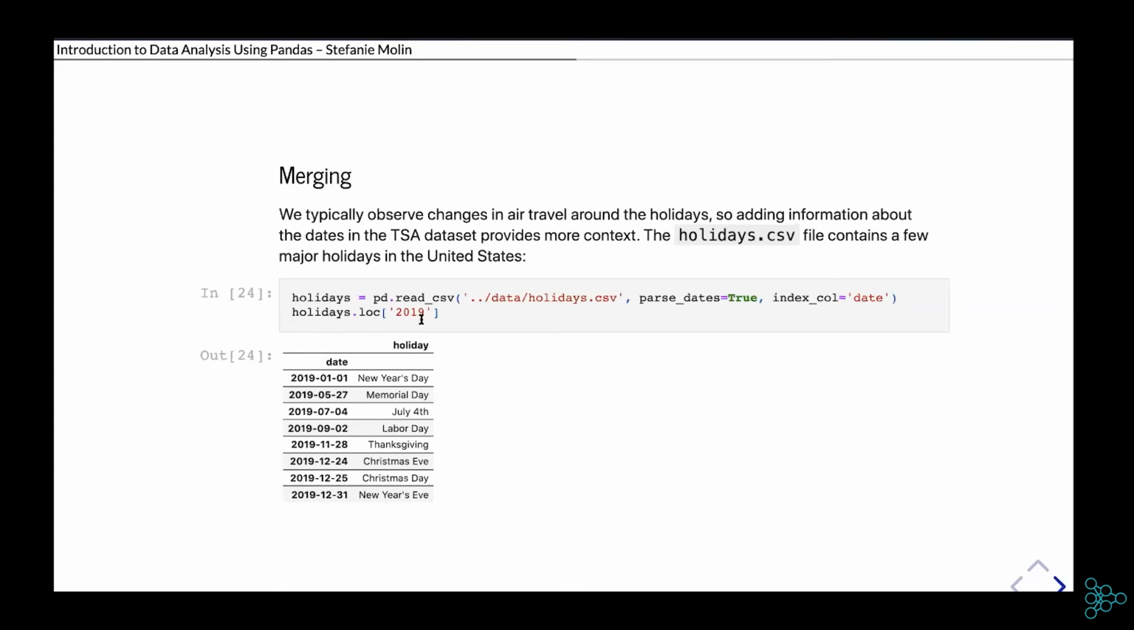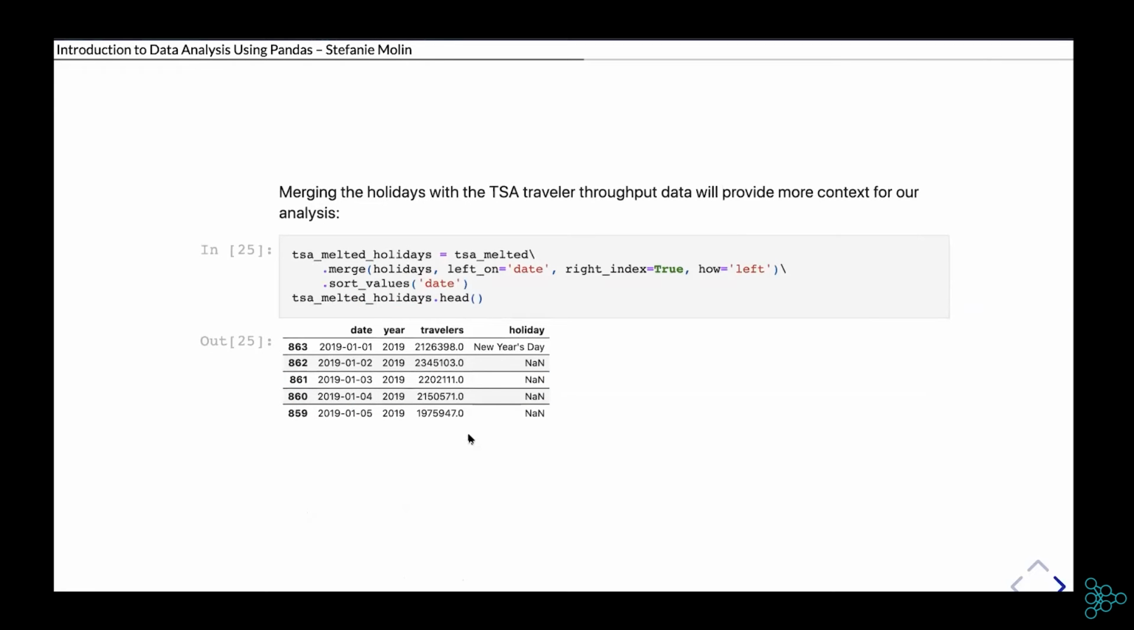So if we just look here at the 2019 data, you see that we have these holidays. So we can merge this information with our TSA traveler throughput so that we have an additional column indicating whether it was a holiday or not.